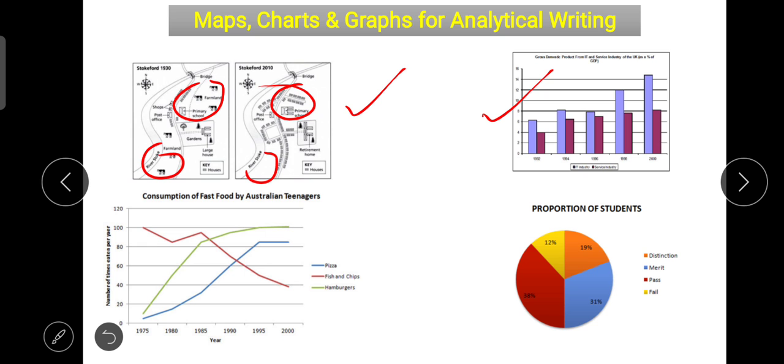The data can be given in the form of a bar graph, line graph, or pie chart. There can be one pie chart or there can be multiple pie charts showing different timings, different places, or different data.